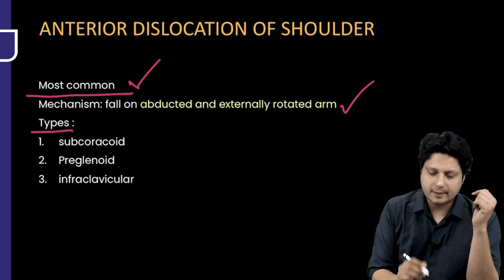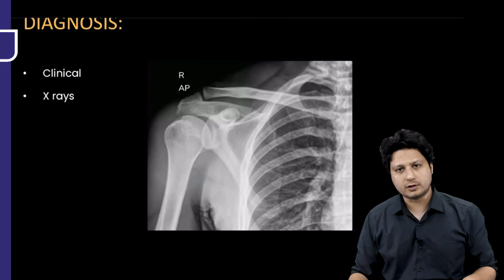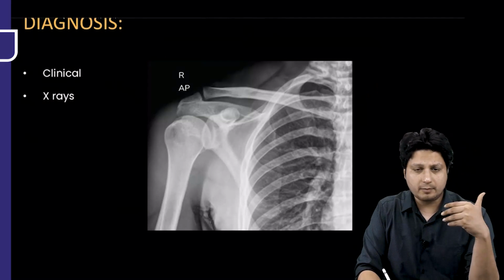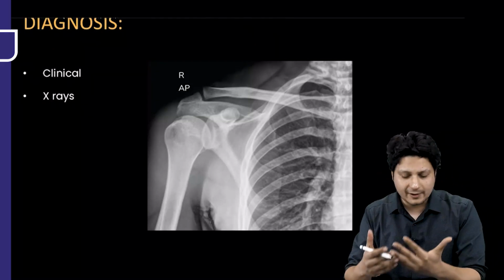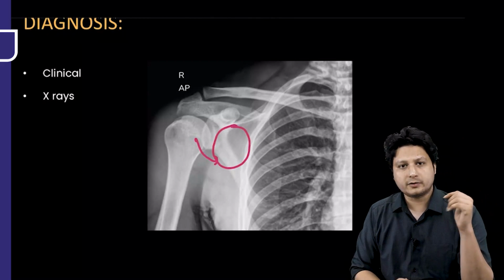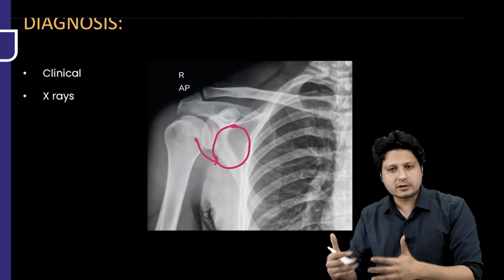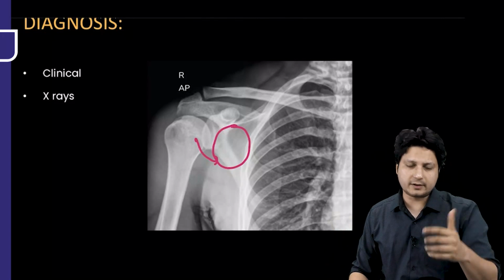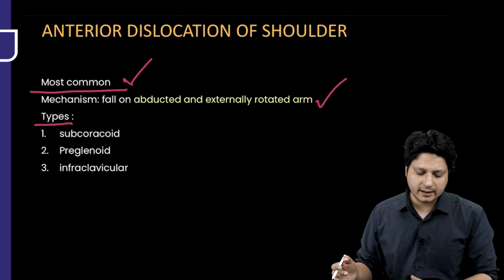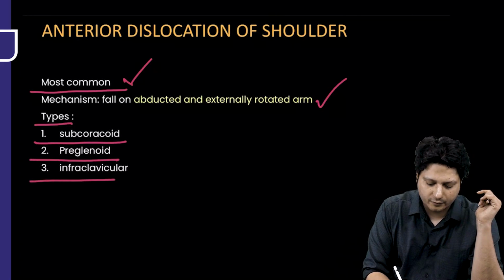So what are the different types? If you look at this normal X-ray of the shoulder joint, if the head of the humerus comes just in front of the glenoid, it would be called preglenoid. If it comes just below the level of the coracoid, it would be called subcoracoid. And if it lies neither below the coracoid nor in front of the glenoid, it would be called subclavicular. So basically there are three types of anterior dislocation of the shoulder: subcoracoid, preglenoid, and infraclavicular.